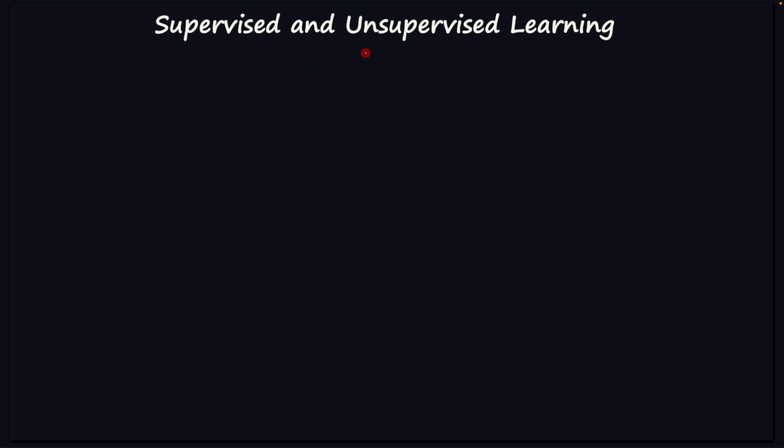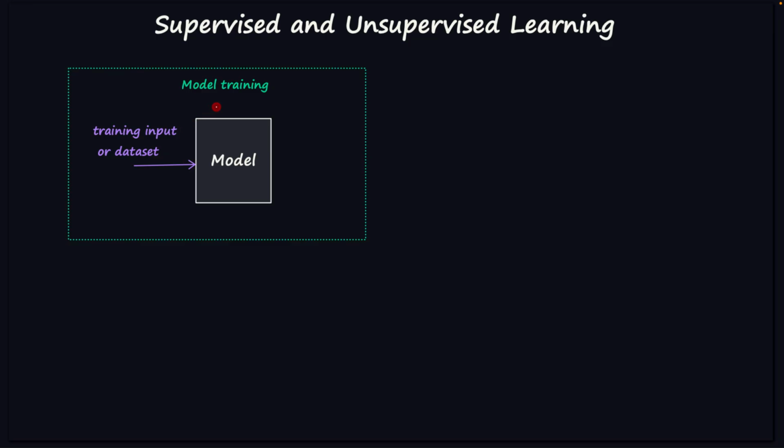Let's understand supervised and unsupervised learning in this video. When we are developing a model, we develop it through a process called model training, right? And when we do model training, we will be using a data set for that. That data set is called the training data set or training input, okay? The data set that we use for training can be classified into two major types. The first one is called labeled dataset and the second one is called unlabeled dataset.